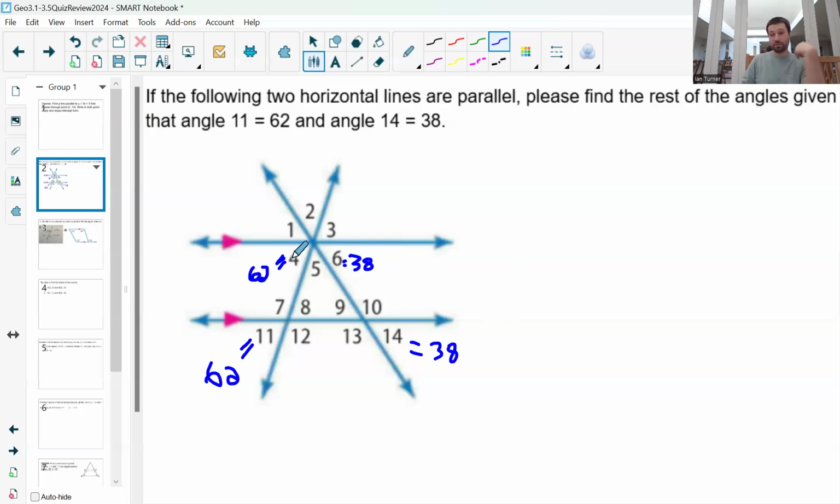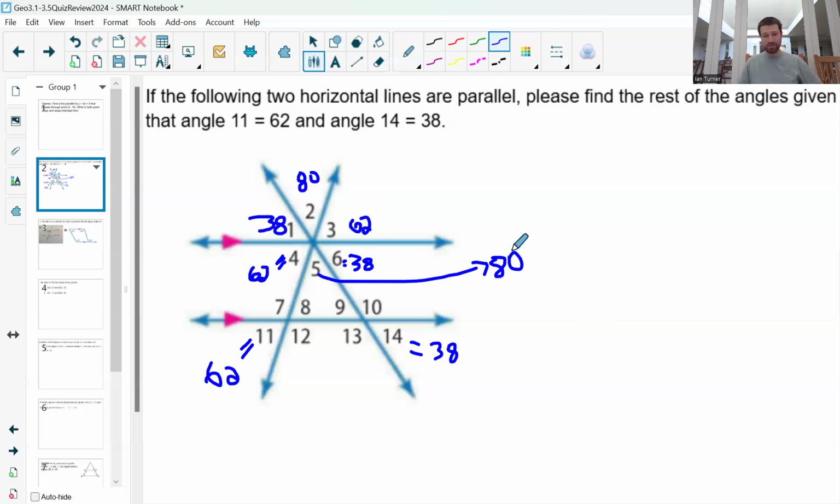Okay, so then to find 5, we know this is a straight line, so we could do 180 minus 62 minus 38. Let's see, 62 plus 38 is what? 100? So 5 is 80. Now, again, remember, these could be not proportional, but that kind of makes sense. And then this one's really easy because we've got all these verticals. So this is also 80, this is also 62, this is also 38. So this isn't too bad, but you just have to be careful with that first step.